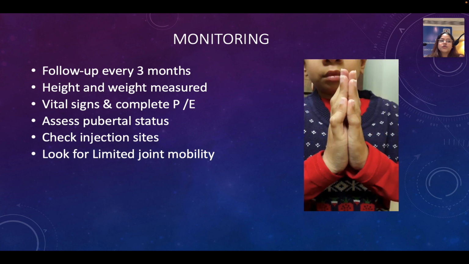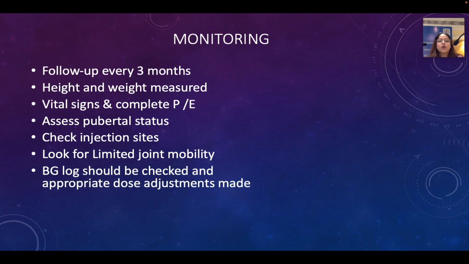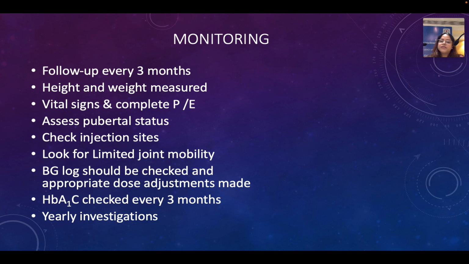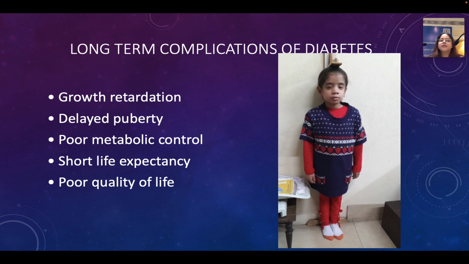and look for limited joint mobility. This can happen in severe diabetes which is very, very poorly managed. Blood glucose log should be checked, and HbA1c and yearly investigations should be done for other autoimmune disorders. Long-term complications can be growth retardation, delayed puberty, short life expectancy, and poor quality of life.